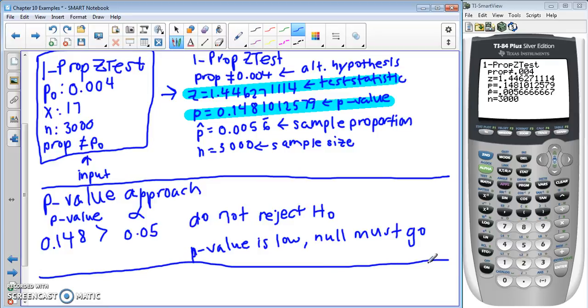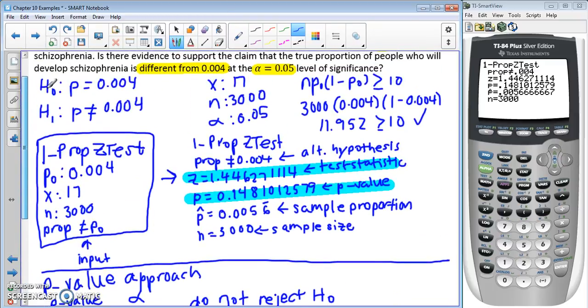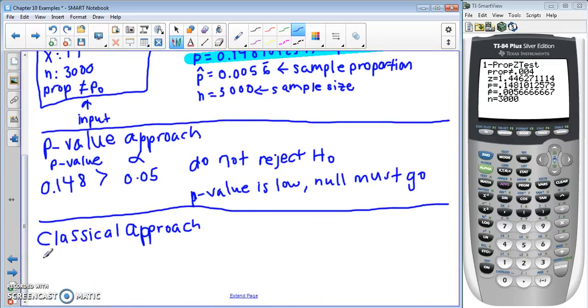So now for the classical approach. Let's take a step back while I'm writing this. What exactly is a p-value? Well, that's the probability of obtaining a sample proportion, in this case, or sample mean, depending on what you're working with, as extreme or more extreme than the one that you calculated from the sample. The one that we calculated from the sample here was this p-hat. So that's what that is referring to.